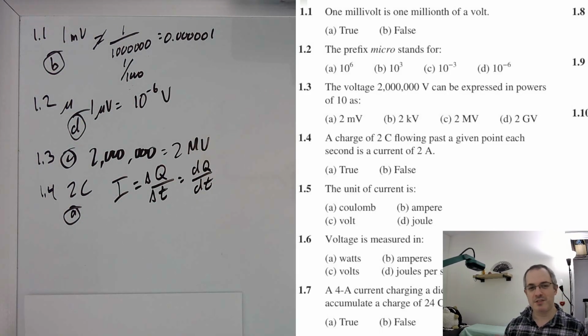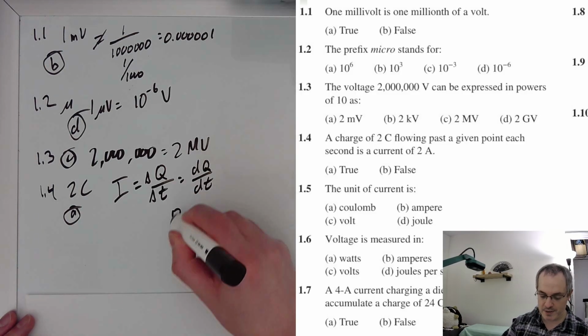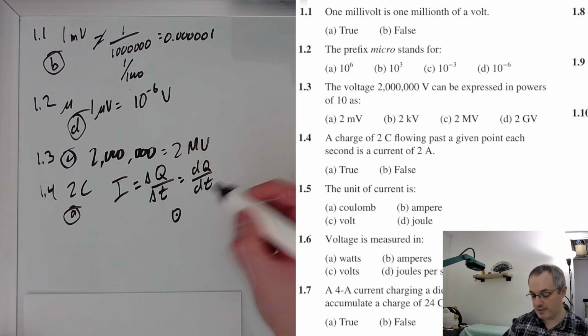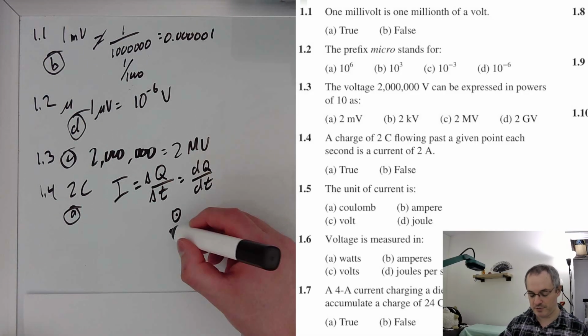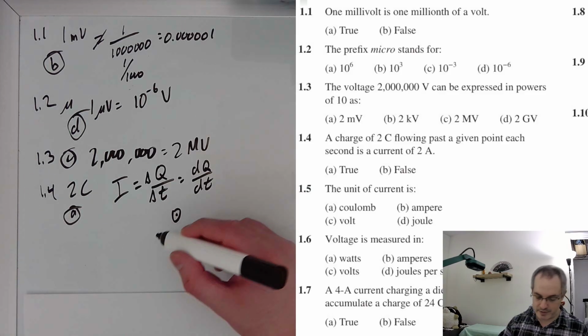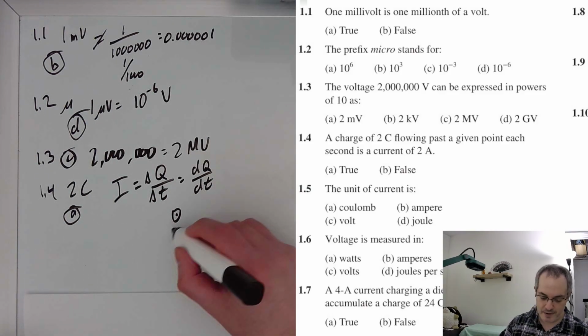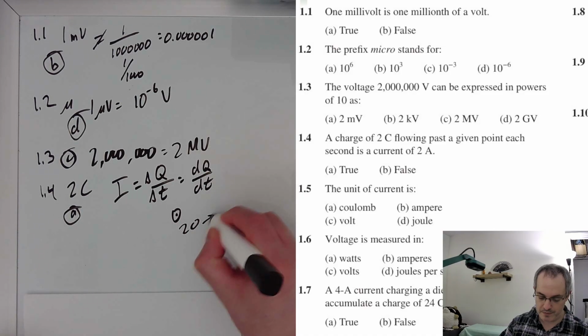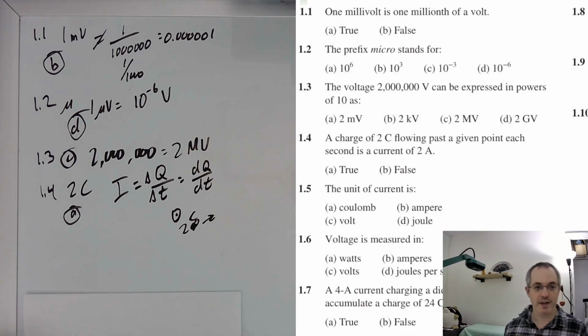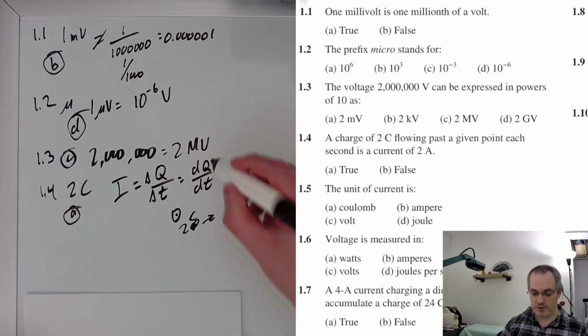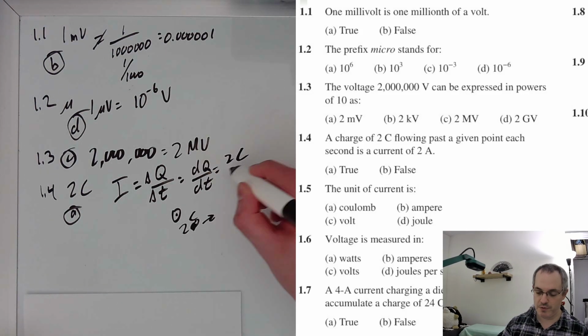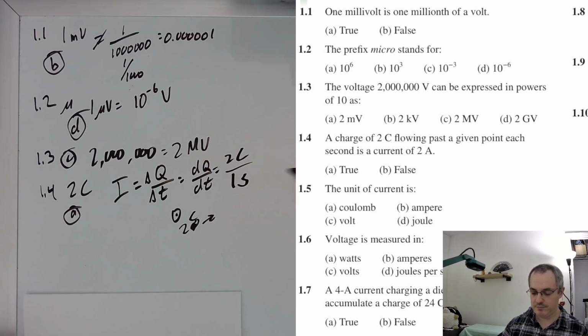And when we're talking about this change, we're talking about how much charge is moving past this point. So right now there's 0 at time 0. At some point during that second, 2 coulombs has passed by. So that would be 2 coulombs per 1 second is 2 amps.